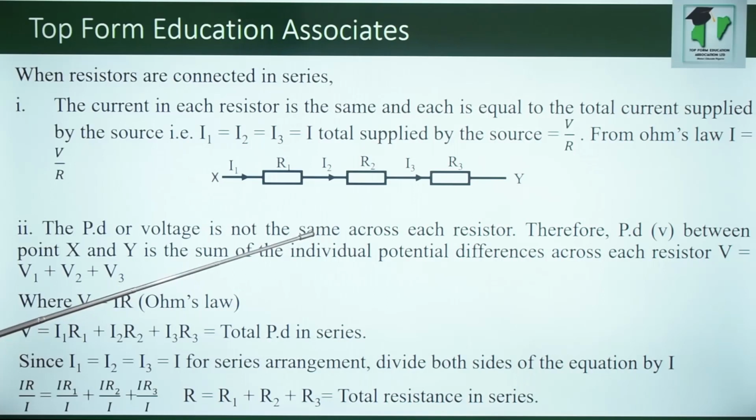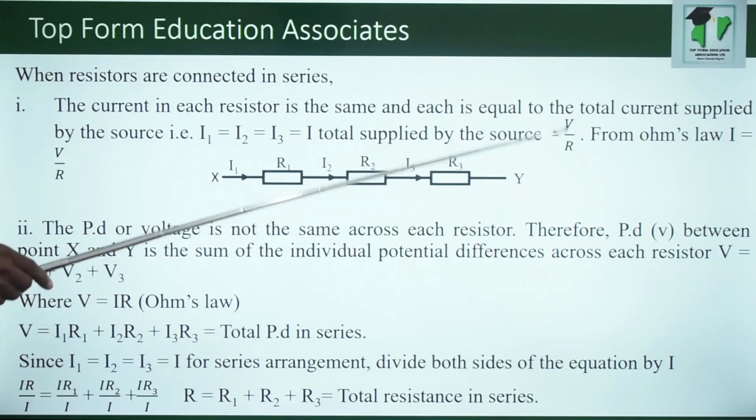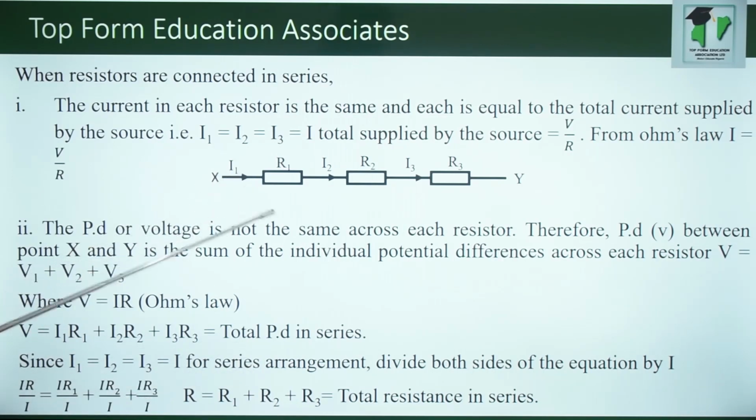And remember that in Ohm's law we have it that I is equal to V over R. It's from Ohm's law. We have that I is equal to V over R. That gives you the total current supplied in this circuit. So we have this diagram here, I1 for R1, I2 for R2, then I3 for R3 in series.